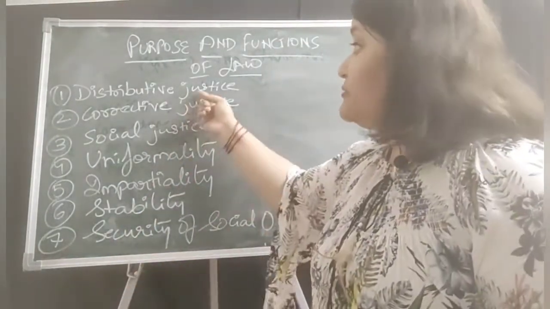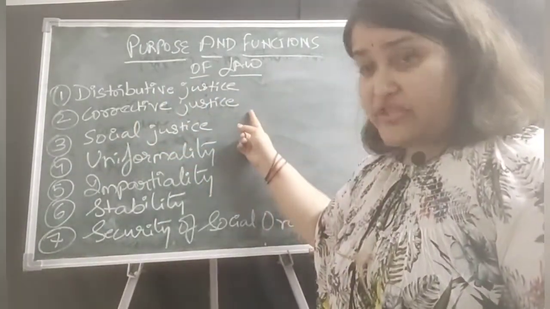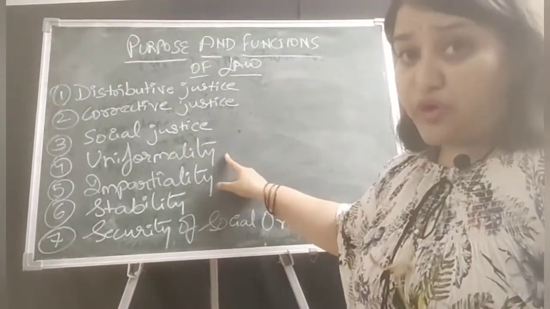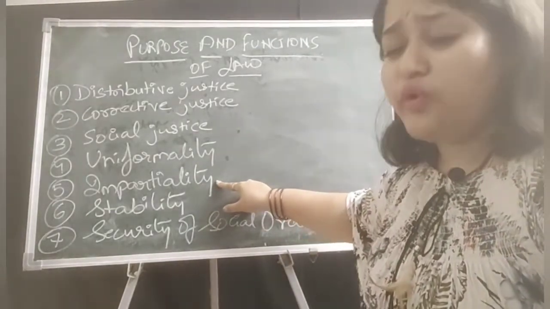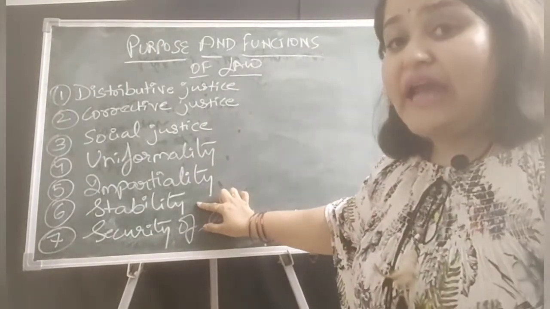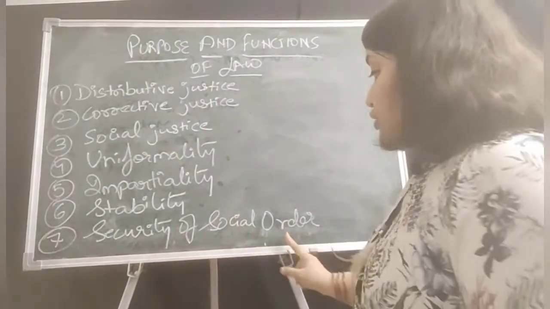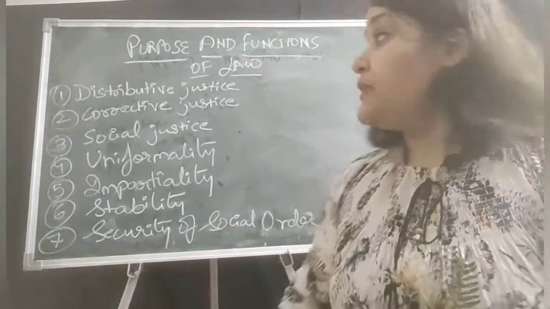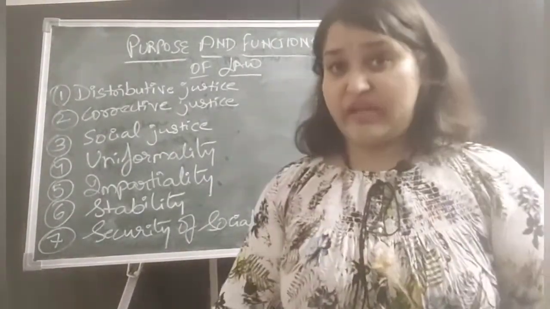So these are the purposes which the law has to fulfill in our society. The first purpose is distributive justice. Second is corrective justice. Third is social justice. Fourth is uniformity. Fifth is impartiality, one of the most important elements of law. Then is stability, and last but not the least, security of social order. Now let's discuss these points in detail. Let's come to the first point, distributive justice.